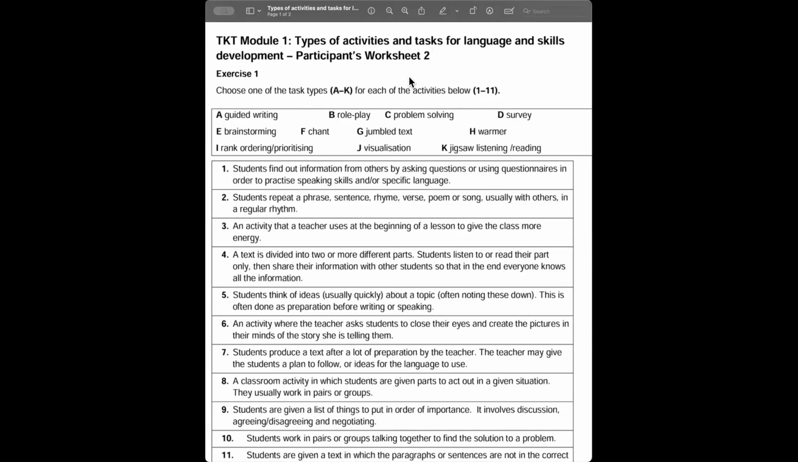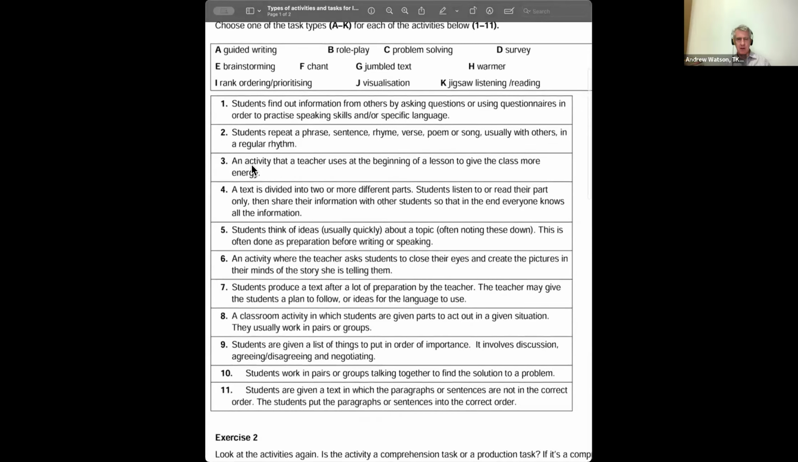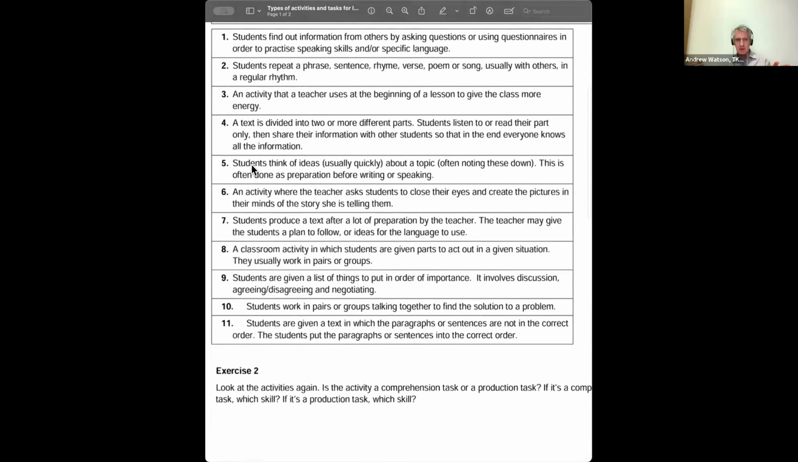The number one on the chart, yes, on the chart you can see in front of you. Students find out information from others by asking questions or using questionnaires in order to practice speaking skills and/or specific language. So which one do you think that could be? I believe that could be a letter D, survey. Yes, great. Okay, so that's the first part.